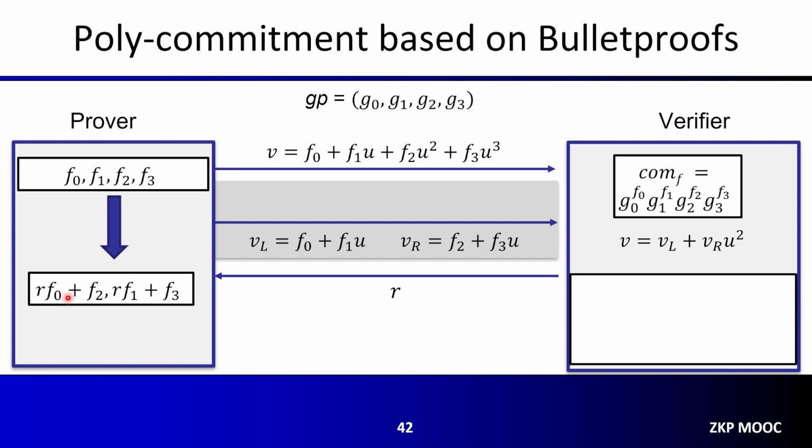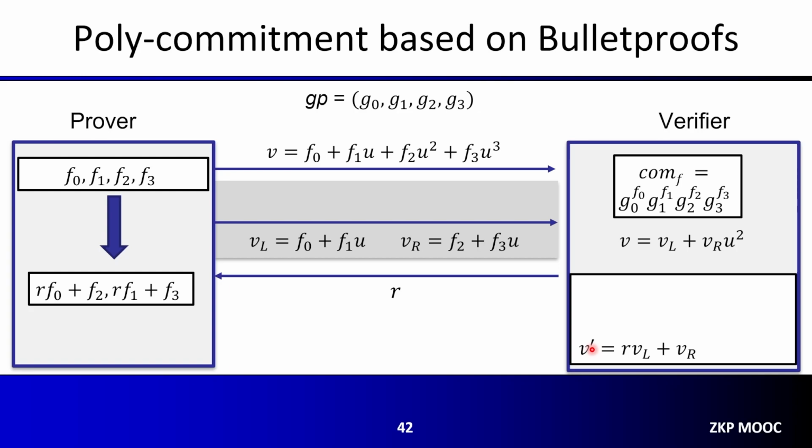In this new polynomial, f0 prime simply equals r times f0 plus f2, and f1 prime equals r times f1 plus f3. So in this way, we reduce the original polynomial of degree 3 to a new polynomial of degree 1 that is only half of the size. Then with this new reduction, it's not hard to see that the evaluation of this new polynomial at point u should equal r times VL plus VR. And this is the new claim V prime the verifier is trying to check.